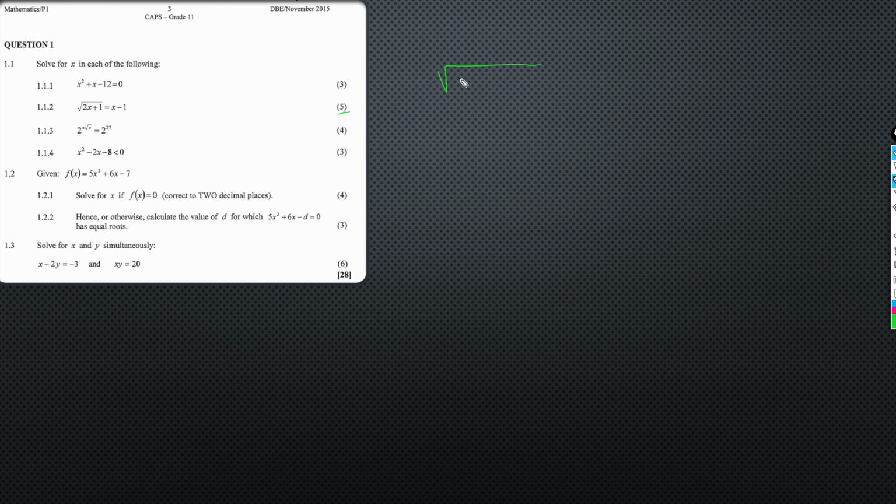So I'm going to write the square root of 2x plus 1 equals x minus 1. The best thing to do here is to square both sides so that we can cancel the square root. So I will square this side and then square the other side. This will cancel the square root, and we'll be left with 2x plus 1 equals (x minus 1)(x minus 1).